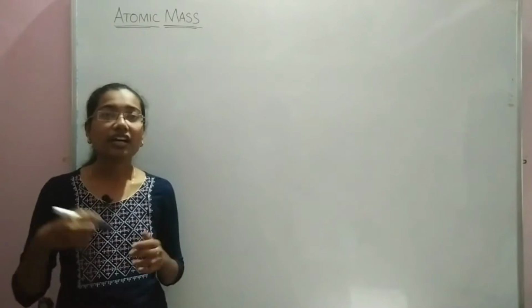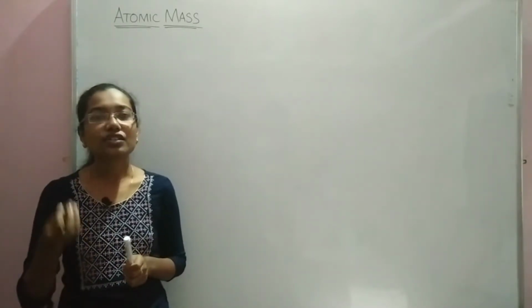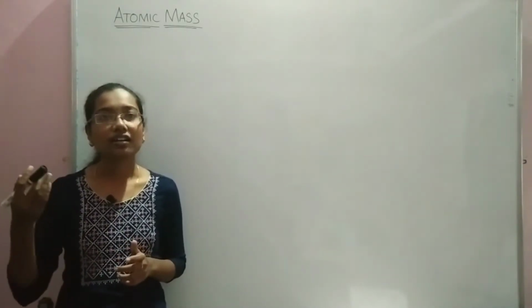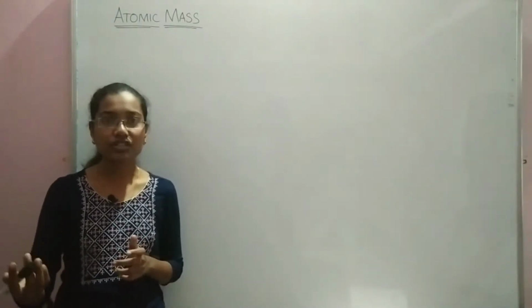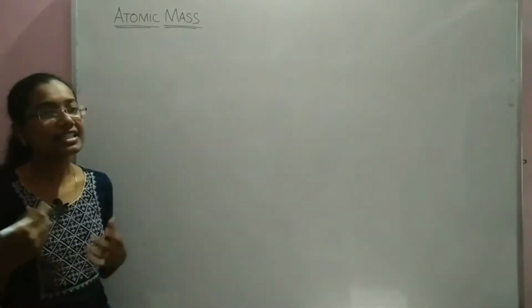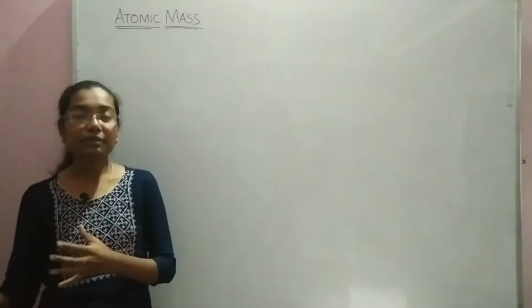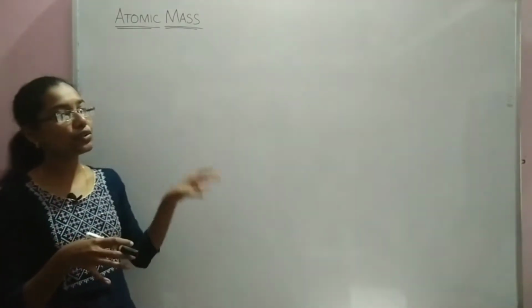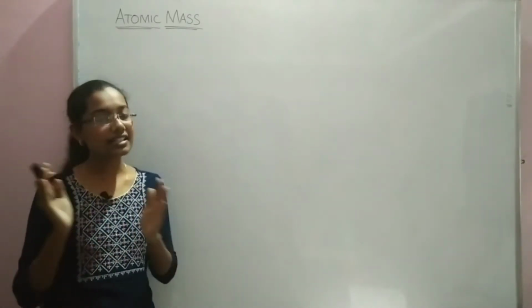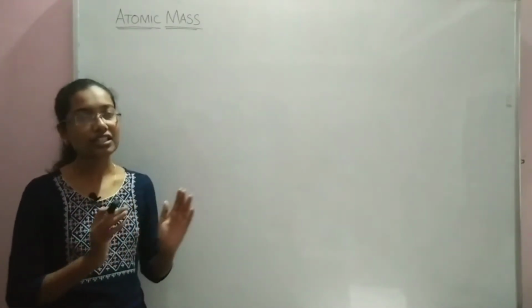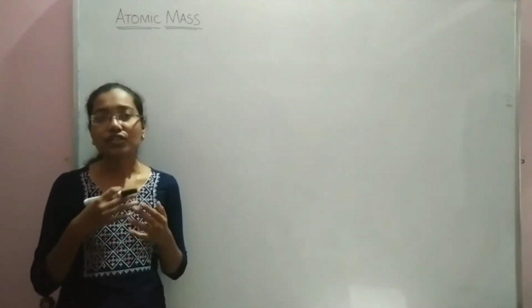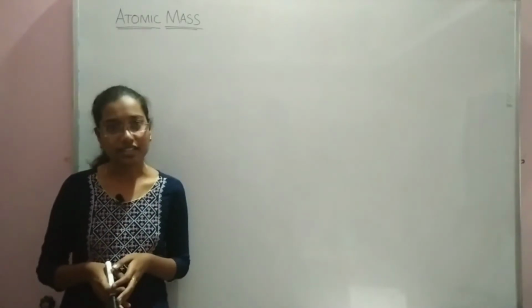So hydrogen being a light element, they took hydrogen as the reference and they gave the atomic mass of hydrogen as 1. They took the atomic mass of hydrogen as 1 and they started calculating the atomic masses of other elements relative to hydrogen. In earlier days hydrogen was taken as the standard reference unit for measuring atomic masses, but nowadays hydrogen is no more used as reference.